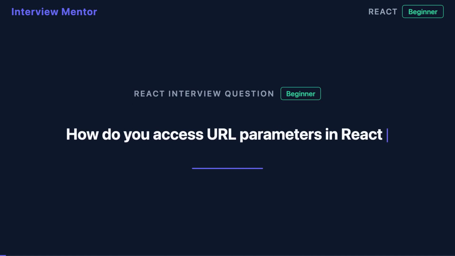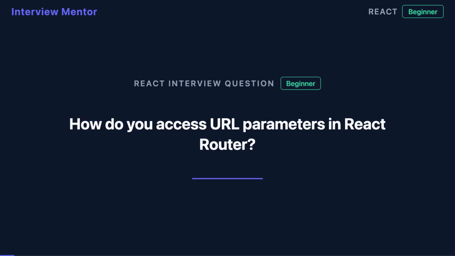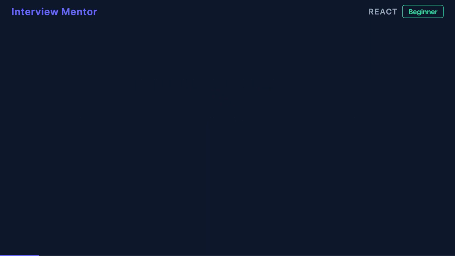How do you access URL parameters in React Router? Many developers confuse URL parameters with query strings, leading to bugs that are hard to trace. Let's clear this up once and for all.